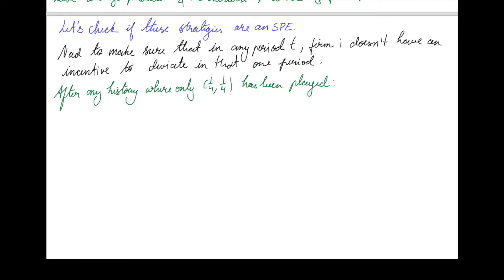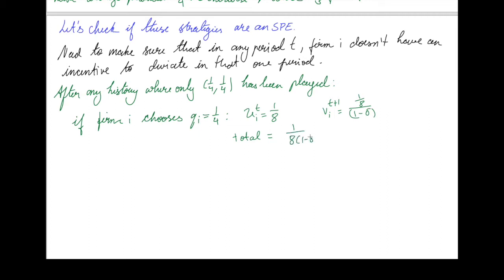After such a history, if firm i chooses to set their quantity at a quarter, then their period t payoff, so their profit in period t, is 1/8, as we saw earlier, and their period t plus 1 continuation payoff, so their lifetime profit starting in period t plus 1, would be 1/8 divided by 1 minus delta. So the total profit would be 1/8 plus delta times the continuation, so it's 1 over 8 times 1 minus delta.